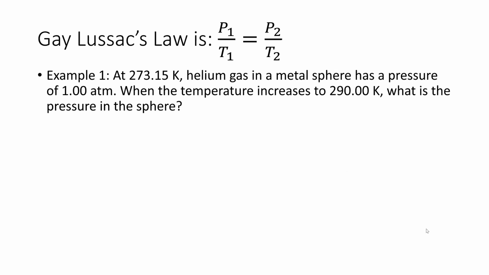You can actually put numbers to Gay-Lussac's law, and on your note sheet, you'll see the formula. It says P1 over T1 equals P2 over T2. And this setup is what's known as a proportion. A proportion sets two things that are equal to each other, and we can solve for an unknown variable if we know the other three pieces of information in this case.